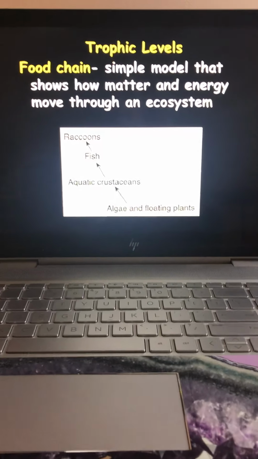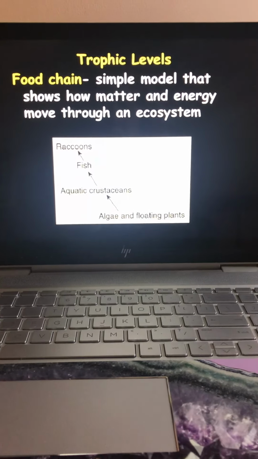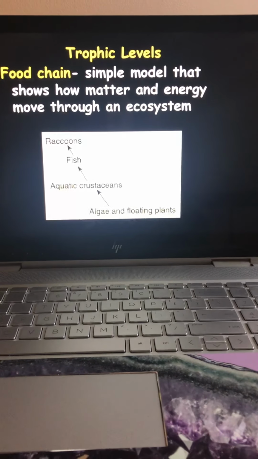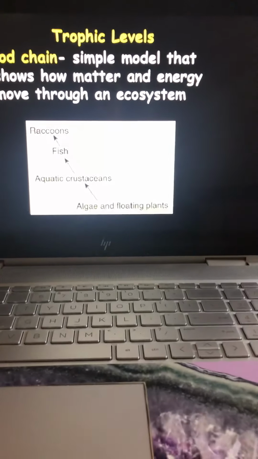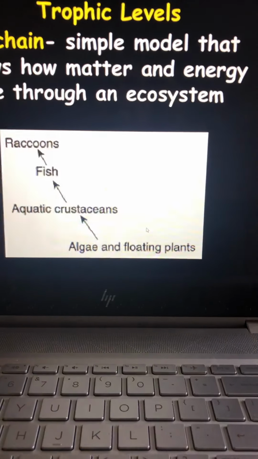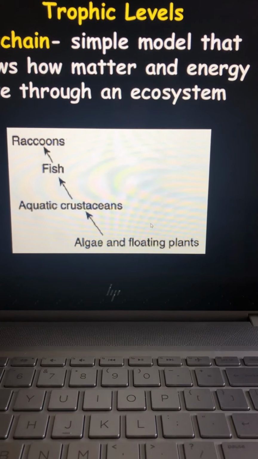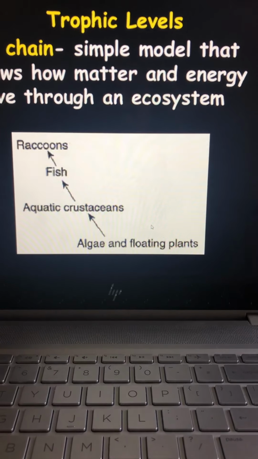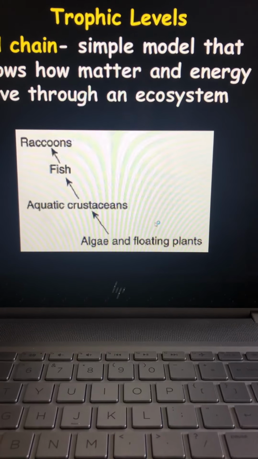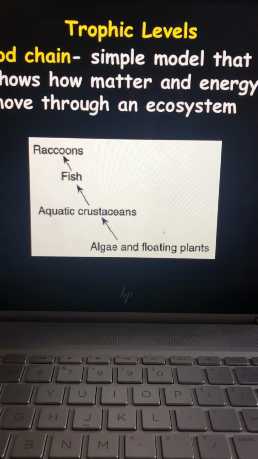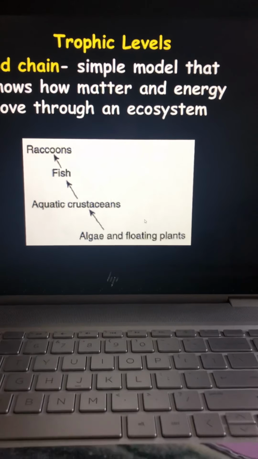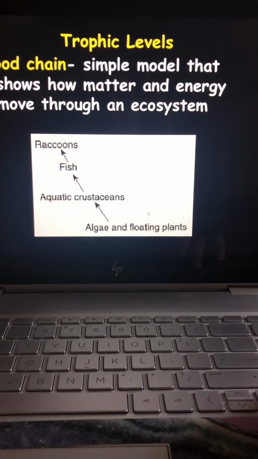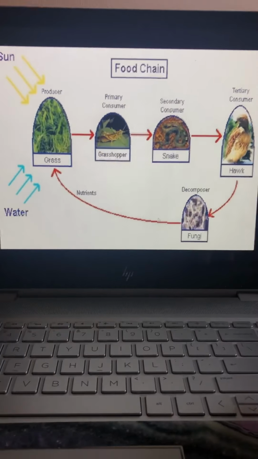So if we look at a food chain, it's a simple model that shows how matter and energy move through an ecosystem. So again, we would start at the bottom here with our algae and our floating plants. And then we would go to the next organism, and then the next organism, and the next. And what happens is that the direction of the arrowhead is going to point to the organism that actually gets the energy, and it is the one that is going to be eating the thing before it.